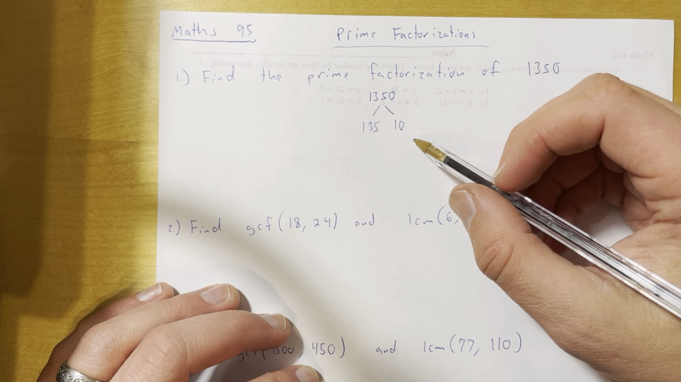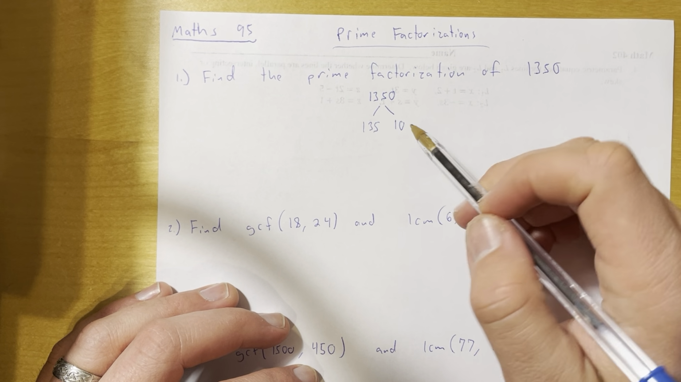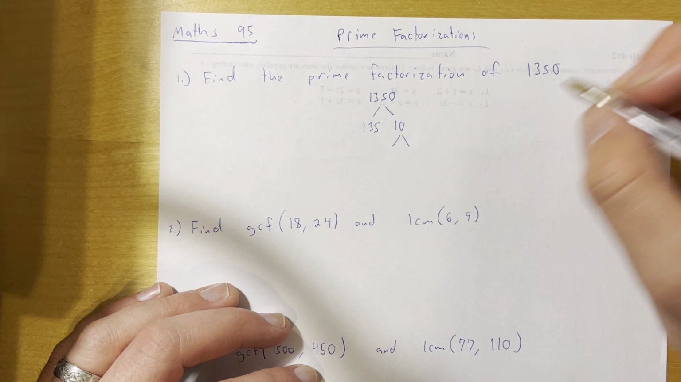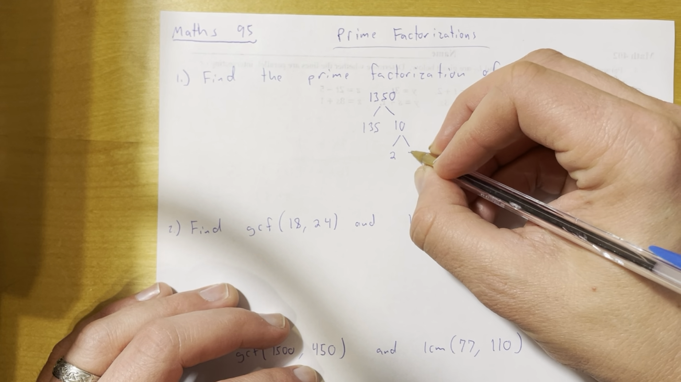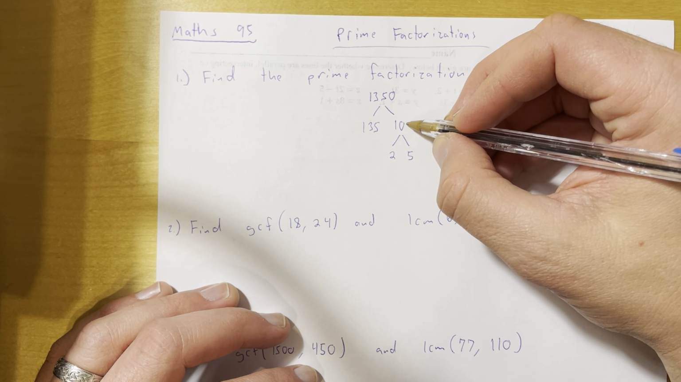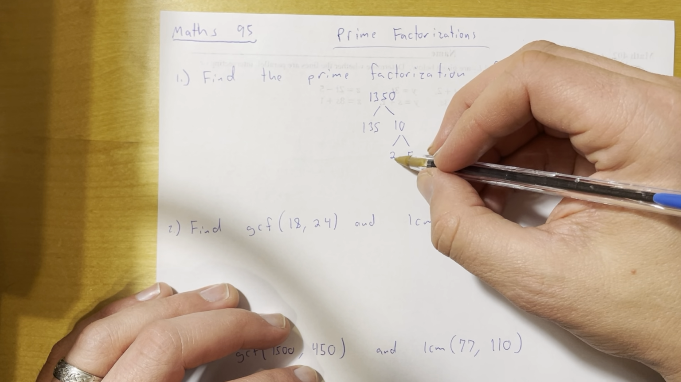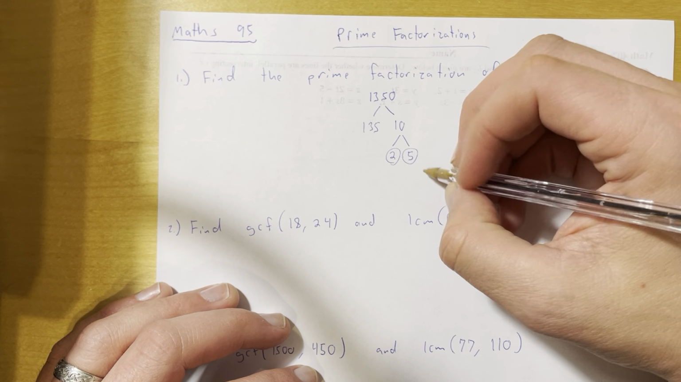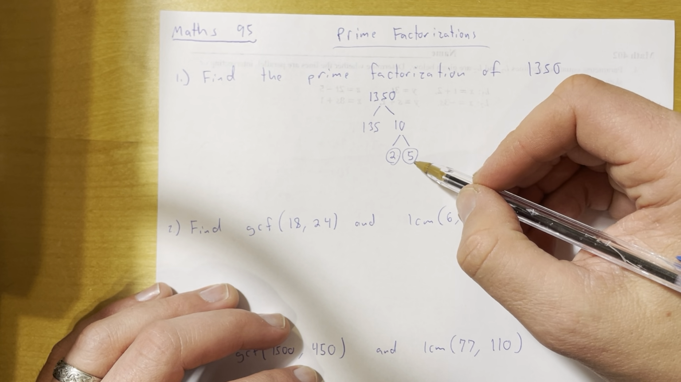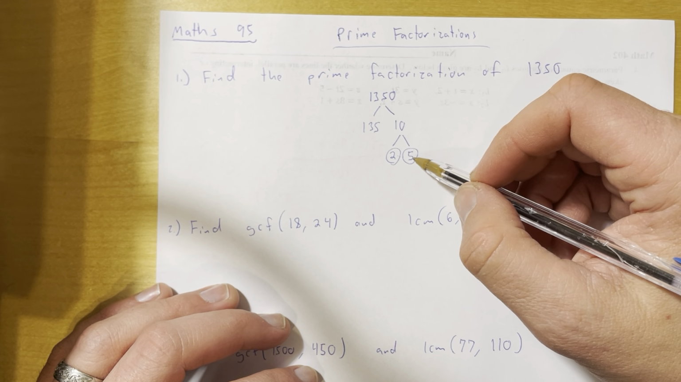From here, what I can do is start breaking down either of these factors. So 10 is easy to factorize as well. 10 is equal to 2 times 5. And if you remember from these factor trees, anytime we get a branch that ends in a prime number, 2 is a prime number and 5 is a prime number, we circle those. You don't want to break that 2 down into 2 times 1, or this 5 into 5 times 1, because the 1s are not prime numbers at all.